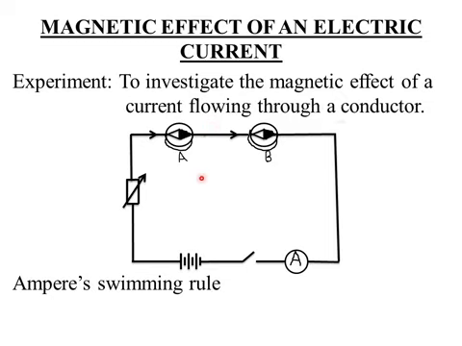The apparatus required are, one, a direct current power source. Then connecting wires. Then of course a switch. Then a rheostat, or sometimes we call it a variable resistor. Then we also have two magnetic compasses, our first magnetic compass and our second magnetic compass. Then of course you also need an ammeter for recording the amount of current flowing through the circuit.